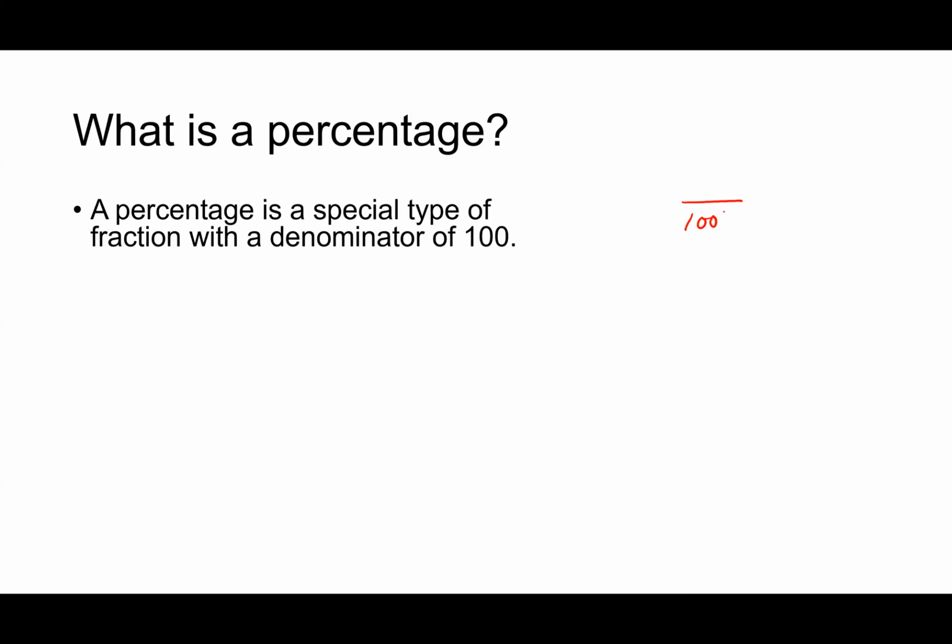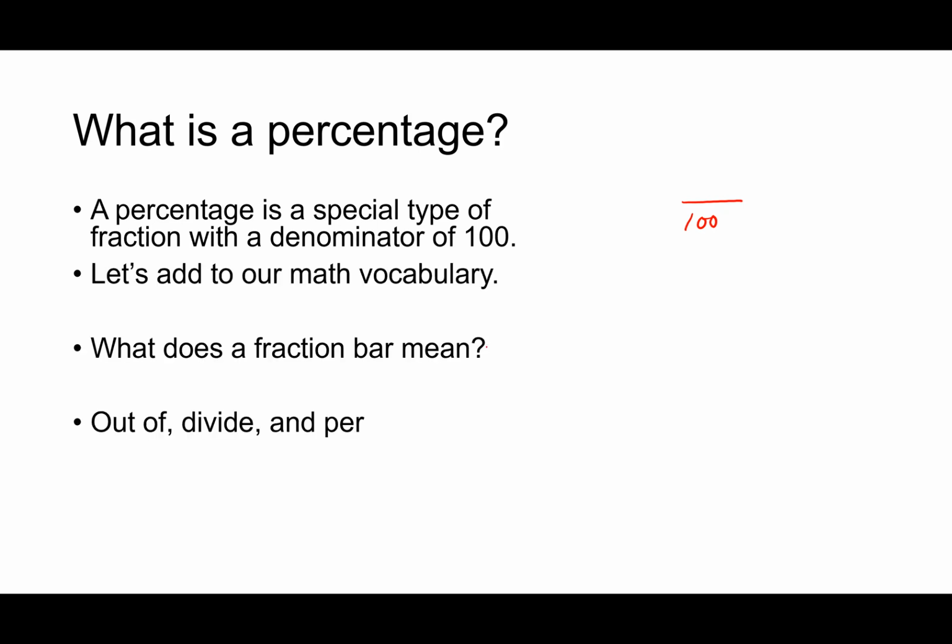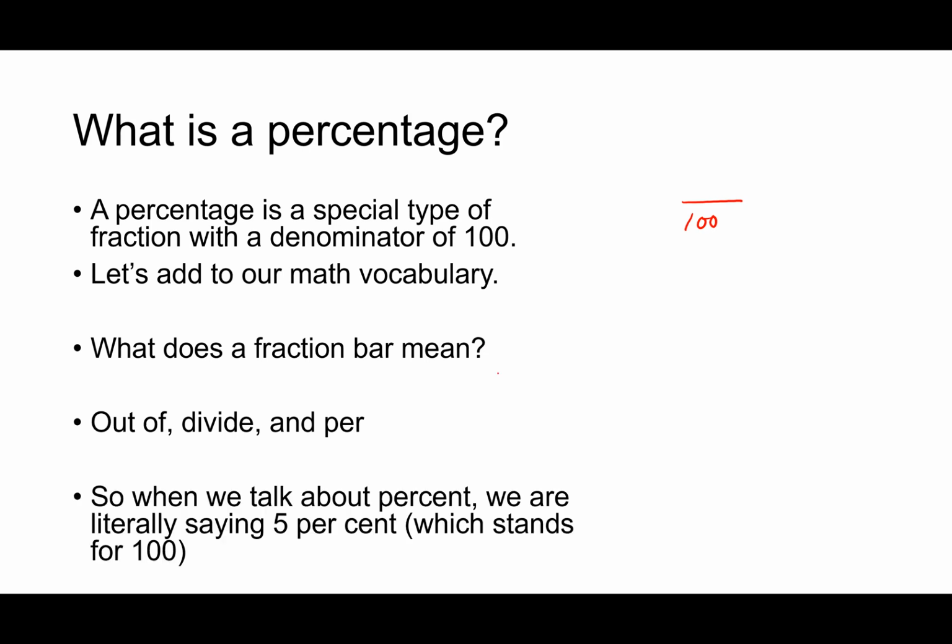So that fraction bar means lots of things. It means divide, it means out of, it means through, and it means per. So all of those words kind of are similar in math. Okay. So when we talk about percent, we are literally saying, let's say we've got 5%. We've got 5 right here. And then per, we read it from top to bottom, cent, 100 on the bottom.